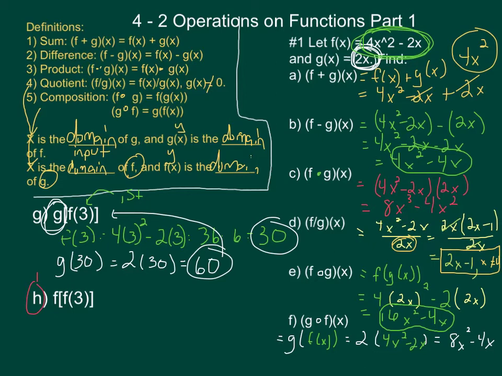Okay, let's see if you did it right. Well, cross out the first f. Forget about him. Start with the inside. So, we're going to do f of 3. That means 4 times 3 squared minus 2 times 3. Well, I believe we already did that in the last problem. That ended up being 30, I believe. So if you did that, great job.